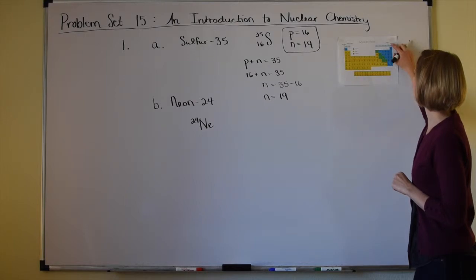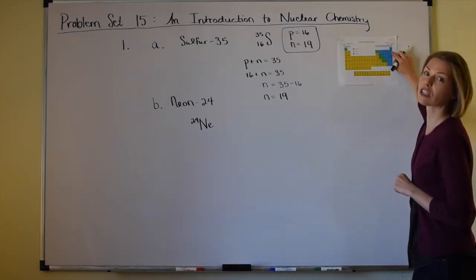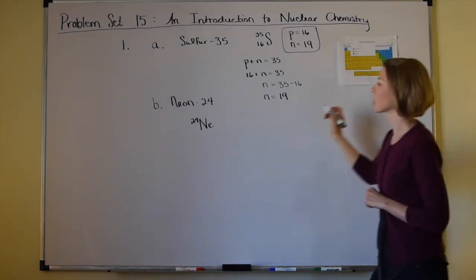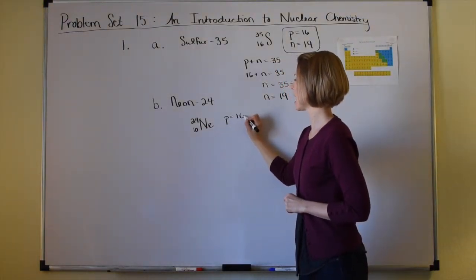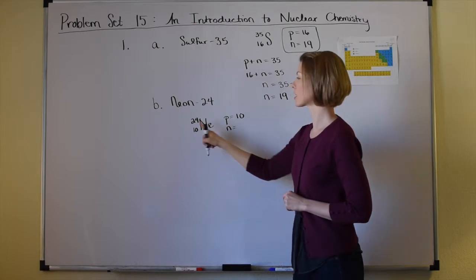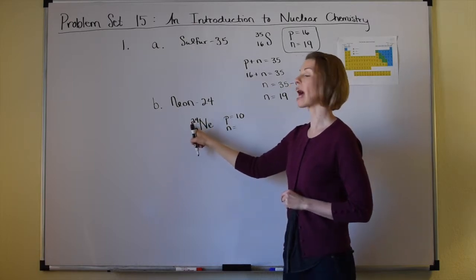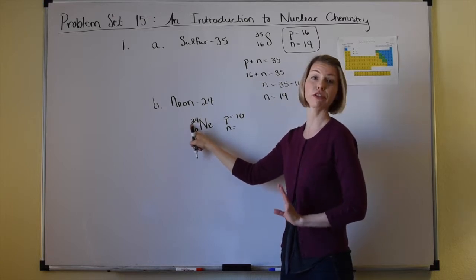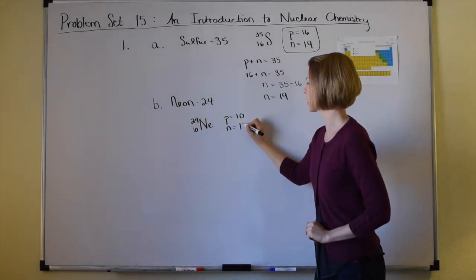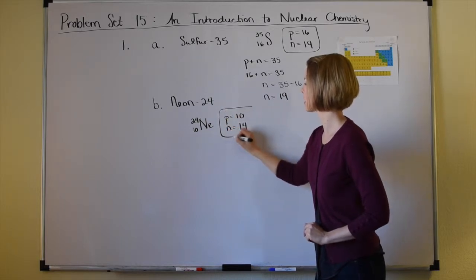So neon is a noble gas, so find it in group 8A. Its atomic number is 10. So we know the number of protons is 10. The number of neutrons can be found from subtracting the number of protons from the mass number, leaving you just with the number of neutrons. So that would be 14 neutrons.